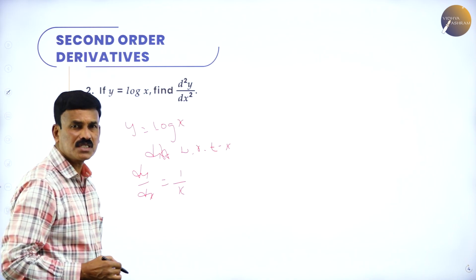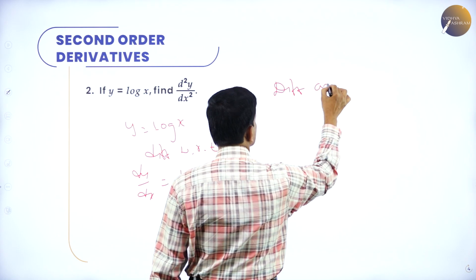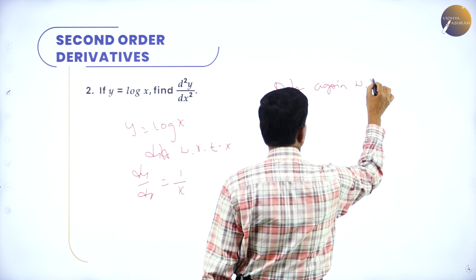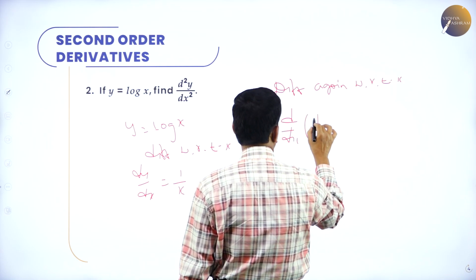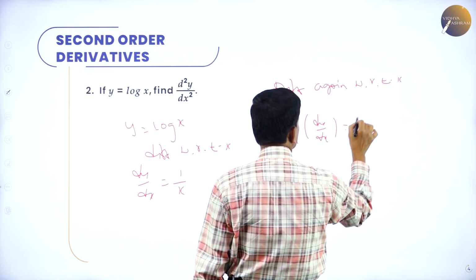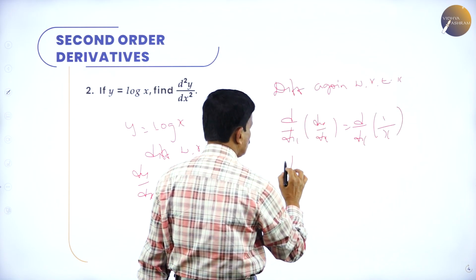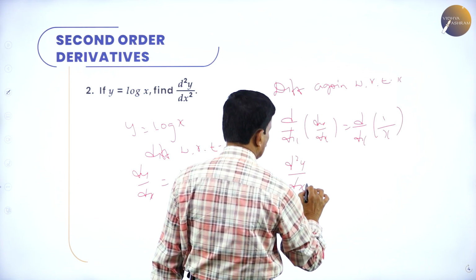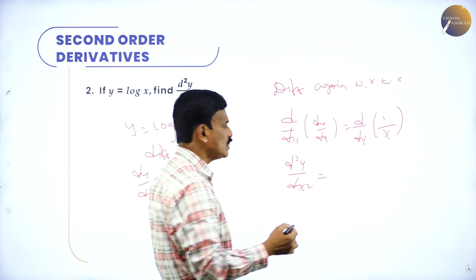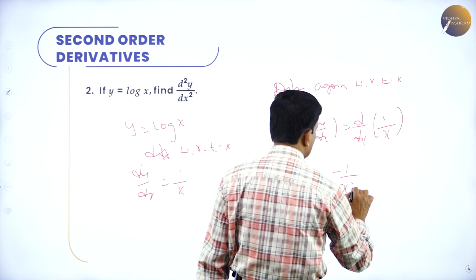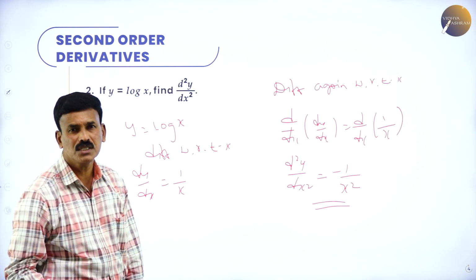1 over x. Differentiation of log x is 1 over x. Differentiate again with respect to x, then what you will get? d by dx of dy by dx is equal to d by dx of 1 over x. Now here, d by dx of dy by dx is nothing but d square y by dx square, which is equal to, you know what is the derivative of 1 by x? It is minus 1 by x square. That's it. Derivative of 1 by x is minus 1 by x square.